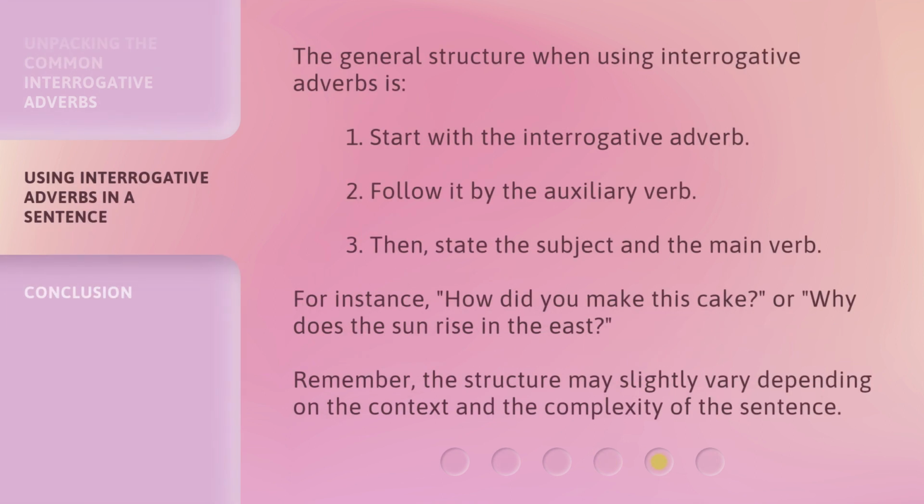The general structure when using interrogative adverbs is: 1. Start with the interrogative adverb. 2. Follow it by the auxiliary verb. 3. Then, state the subject and the main verb. For instance, how did you make this cake? Or, why does the sun rise in the east? Remember, the structure may slightly vary depending on the context and the complexity of the sentence.